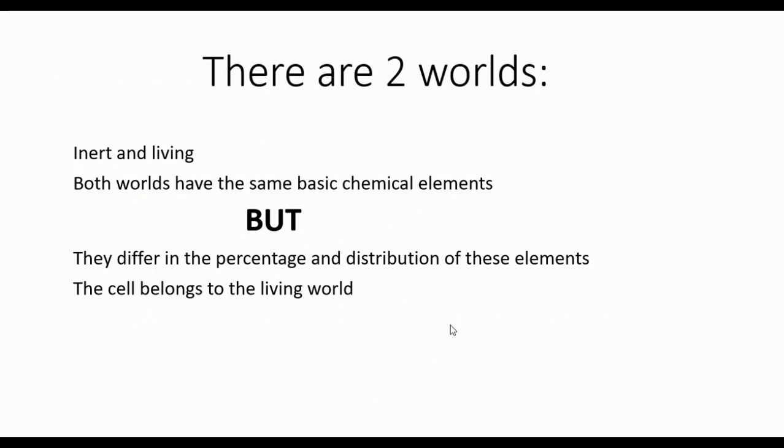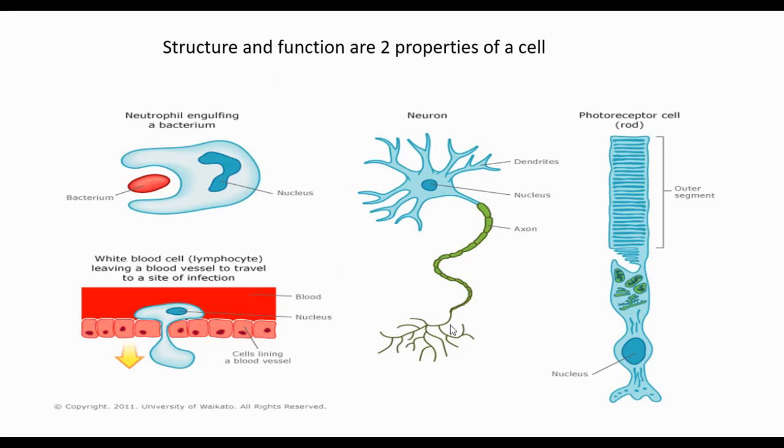So there are two different worlds. You have the inert and the living. These two worlds have the same basic chemical elements, but of course, the distribution and the amount of these elements really differ between the two worlds. And sure, a cell belongs to the living world.